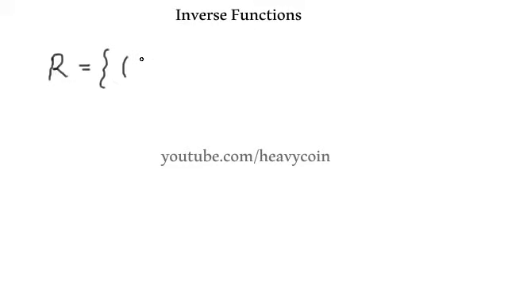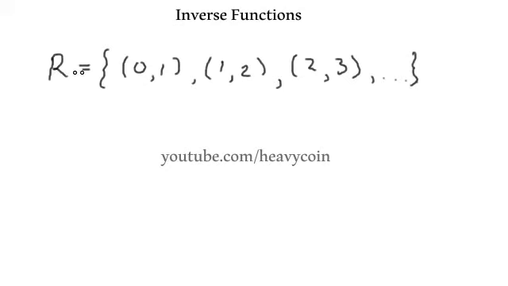Alright, so here's an example. For example, I'm going to give a set of ordered pairs here: (0, 1), (1, 2), (2, 3), and the list goes on. So maybe you can kind of see the pattern here. I think it's pretty easy to see. So this is known as a relation. It's just a set of ordered pairs.